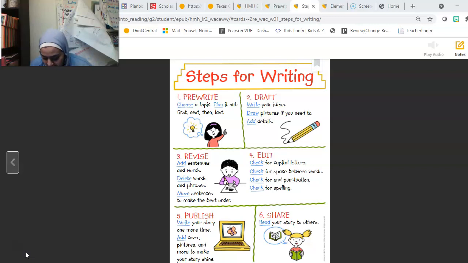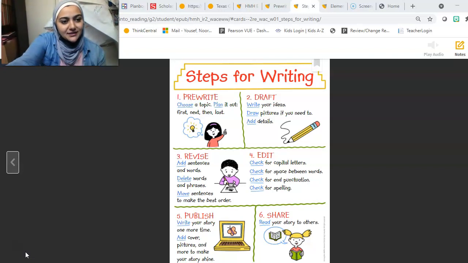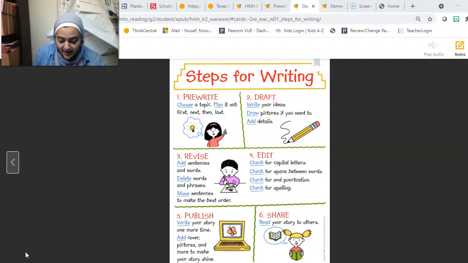So your writing lesson today, we're going to review the writing process. We're going to start off by talking about the kind of story we're writing. The kind of story we're going to be focusing on today is an imaginative story. It's an imaginary narrative, okay? So it's a made-up story. You're coming up with a made-up story. So we have steps for writing that I'm sure you're familiar with, but we need to review.